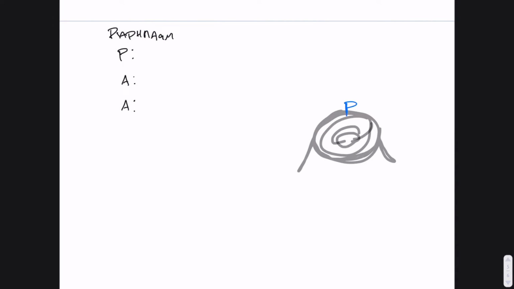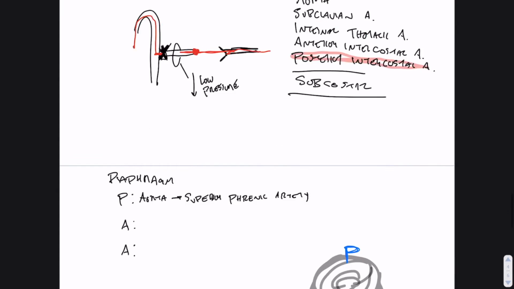So if we want to go to this posterior part, just ask yourself, what was the main highway of that? This is what the trace is going to look like if Mark tells you to go to the posterior aspect of the diaphragm. It's going to be aorta, to an artery that comes right off the aorta that's called superior phrenic. So that's going to come right off the aorta and hit that part of the diaphragm.